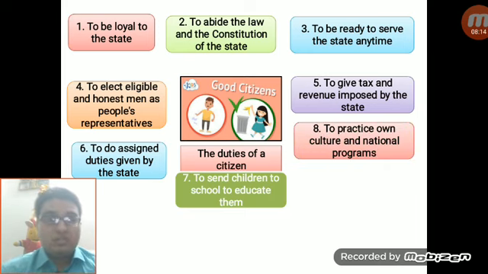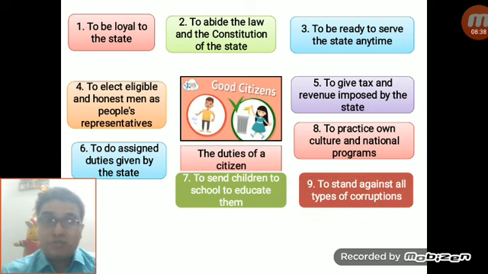Next duty is to practice own culture and national programs. All of the citizens will try to practice their own national culture and programs, and we will show high respect for our own culture and national programs. So this is one of the duties of a citizen.